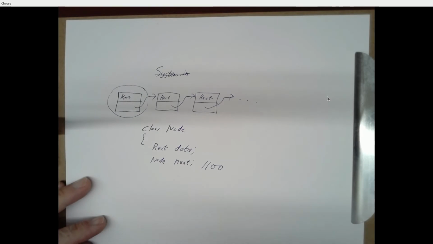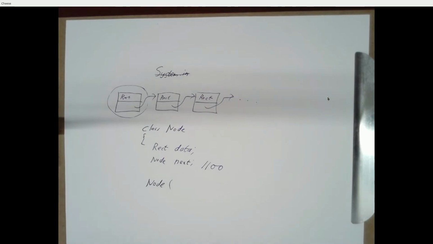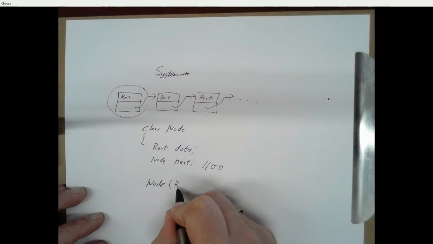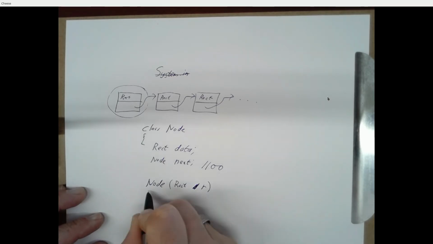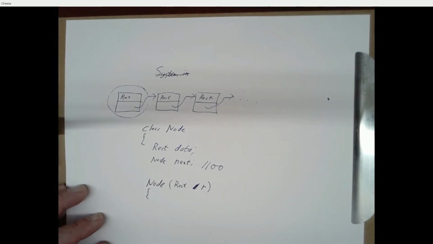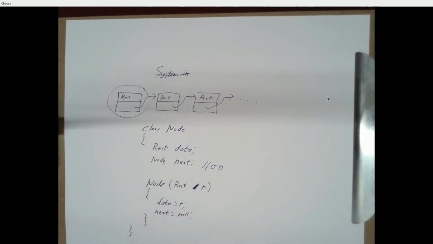All right, well, let's make a constructor for a node. When we construct a node, basically we want to stick a rectangle in it. So let's make a constructor that takes an argument. Let's call it R for rectangle. And to construct, all we really want to do is set the data field equal to R and set the next field equal to null. So we can say data equals R and next equals null. And that's probably our whole node class.